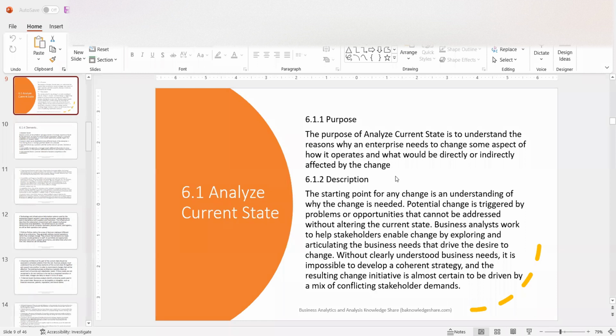In this episode, we continue with the strategic analysis chapter of the BABOK Guide, and we continue with the first task within that chapter. So, without further ado, let's get started. Let's look at the purpose behind the first task, and let's talk about the first task itself. The first task is analyze current state.